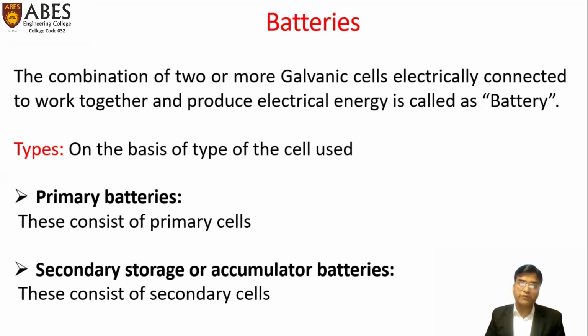So on the basis of type of cells used, the batteries may be of two kinds: primary batteries and secondary storage or accumulator batteries. Primary batteries are those which use primary cells, and secondary storage batteries are those which use secondary cells.